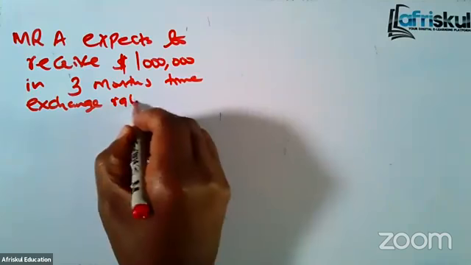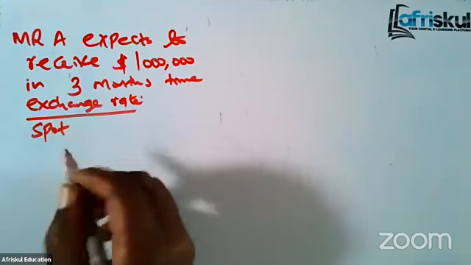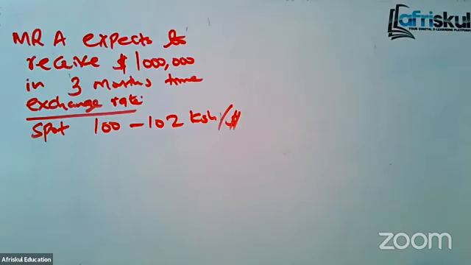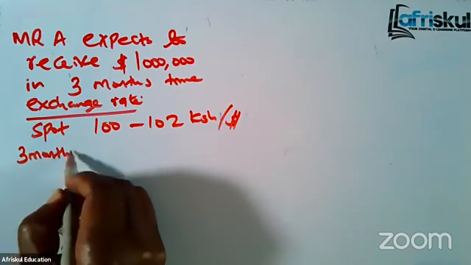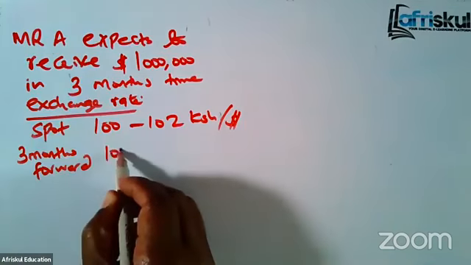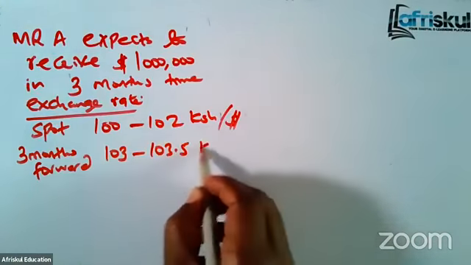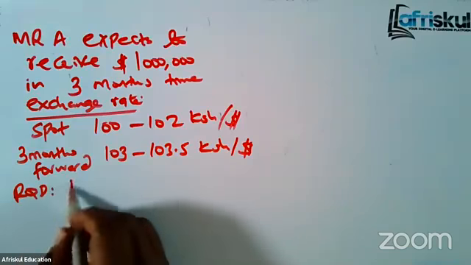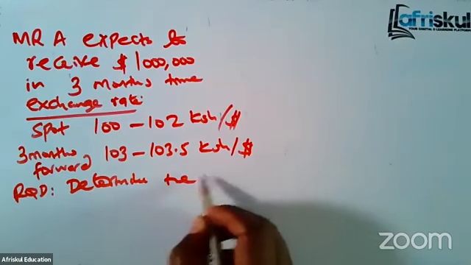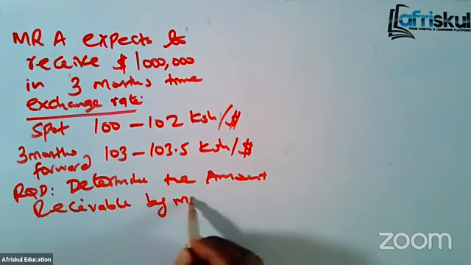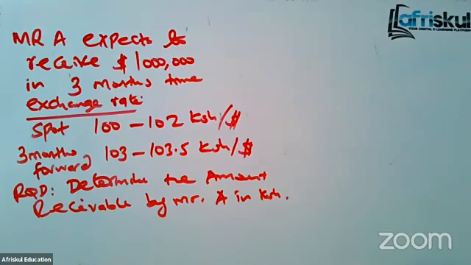So exchange rate in this case, ladies and gentlemen, they have given us 2 of them. We have the spot exchange rate, which is 100 to 102 Kenya shillings per dollar. And then we have the 3 months forward, 103 to 103.5 Kenya shillings per dollar. So we are required to determine the amount receivable by Mr. A in Kenya shillings.